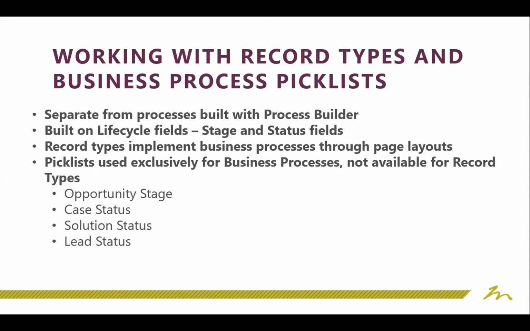There are pick lists used exclusively for business processes that are not available for record types. So there are 4 different types of pick lists that are not available for record types since they're process specific, and those are opportunity stage pick lists, case status pick lists, solution status pick lists, and lead status pick lists. So normally if you're working with a pick list, you can go into the record types and make adjustments to which values show up. But you're not able to do that on these particular ones. Those are the only 4 that are separate.